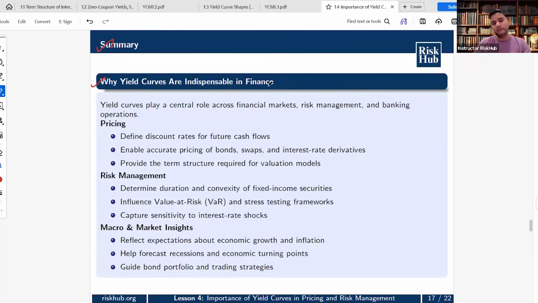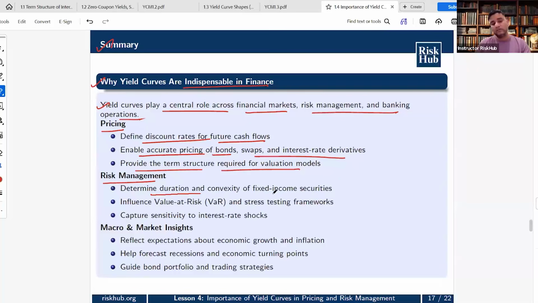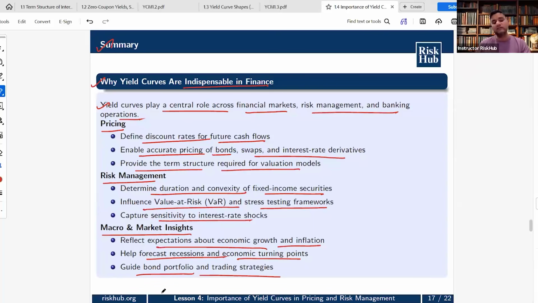While yield curves are indispensable in finance, they play a central role across financial markets, risk management, and banking operations. Pricing: define discount rates for future cash flows, enable accurate pricing of bonds, swaps, and derivatives, and provide the term structure required for valuation models. Risk management: determine duration and convexity of fixed income securities, influence VaR and stress testing frameworks, and capture sensitivity to interest rate shocks. Macro and market insights: reflect expectations about economic growth and inflation, help forecast recessions and economic turning points, and guide bond portfolio and trading strategies, right?